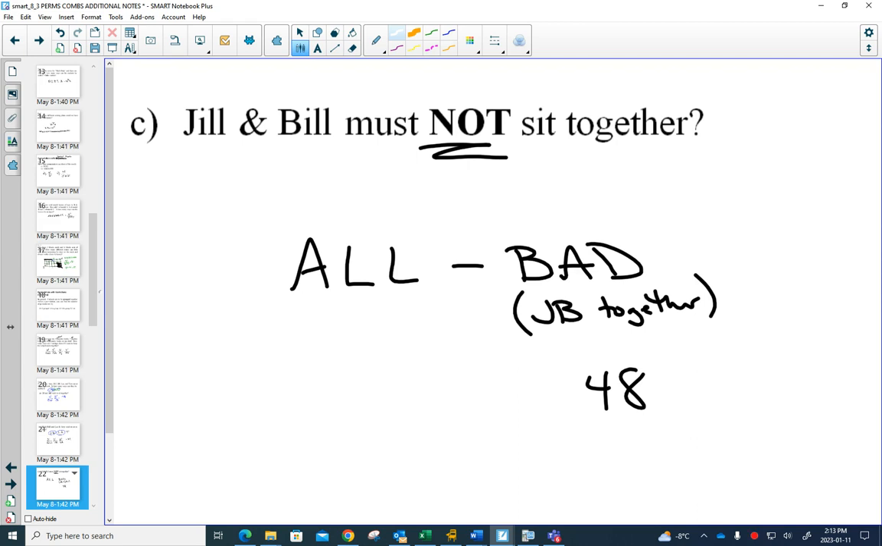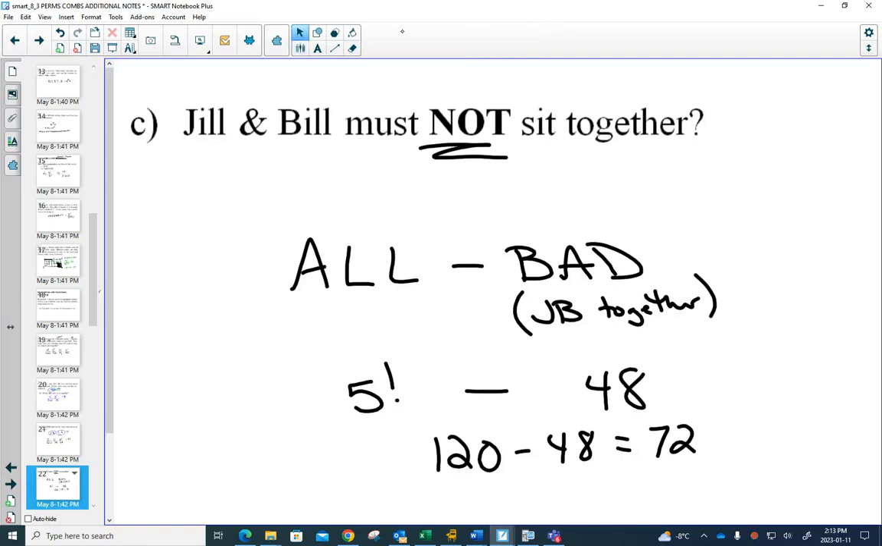The all is usually easy to count. 5 people on a park bench. 5 decisions, 5, 4, 3, 2, 1. All would be 5 factorial. And if we subtracted the bad, we would get 120 minus the 48, leaving us with 72 ways where they're not sitting together. So this is the not strategy. Sometimes it's easier to count all minus the bad.